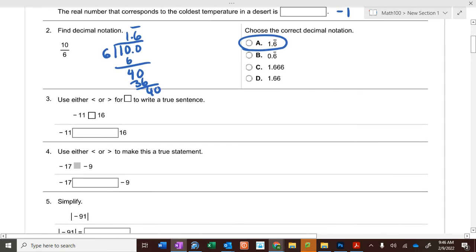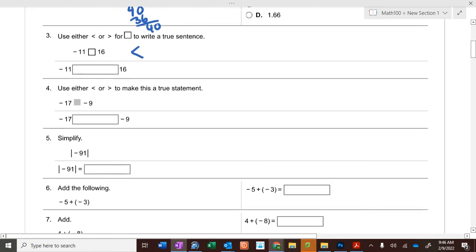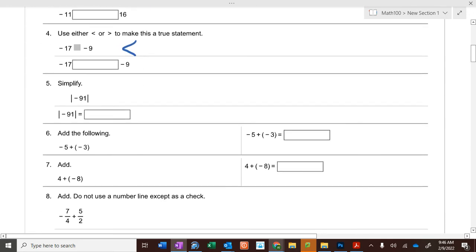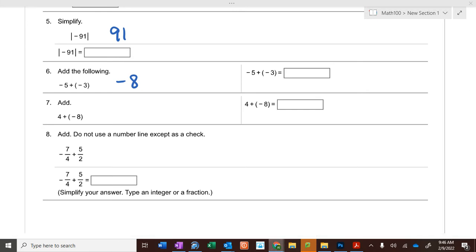Greater than, less than, or equal to? Less than. -11 is less than 16. Greater than, less than, or equal to -17 and -9? Less than. What's the absolute value of -91? 91. What's -5 plus -3? -8. What's 4 plus -8?